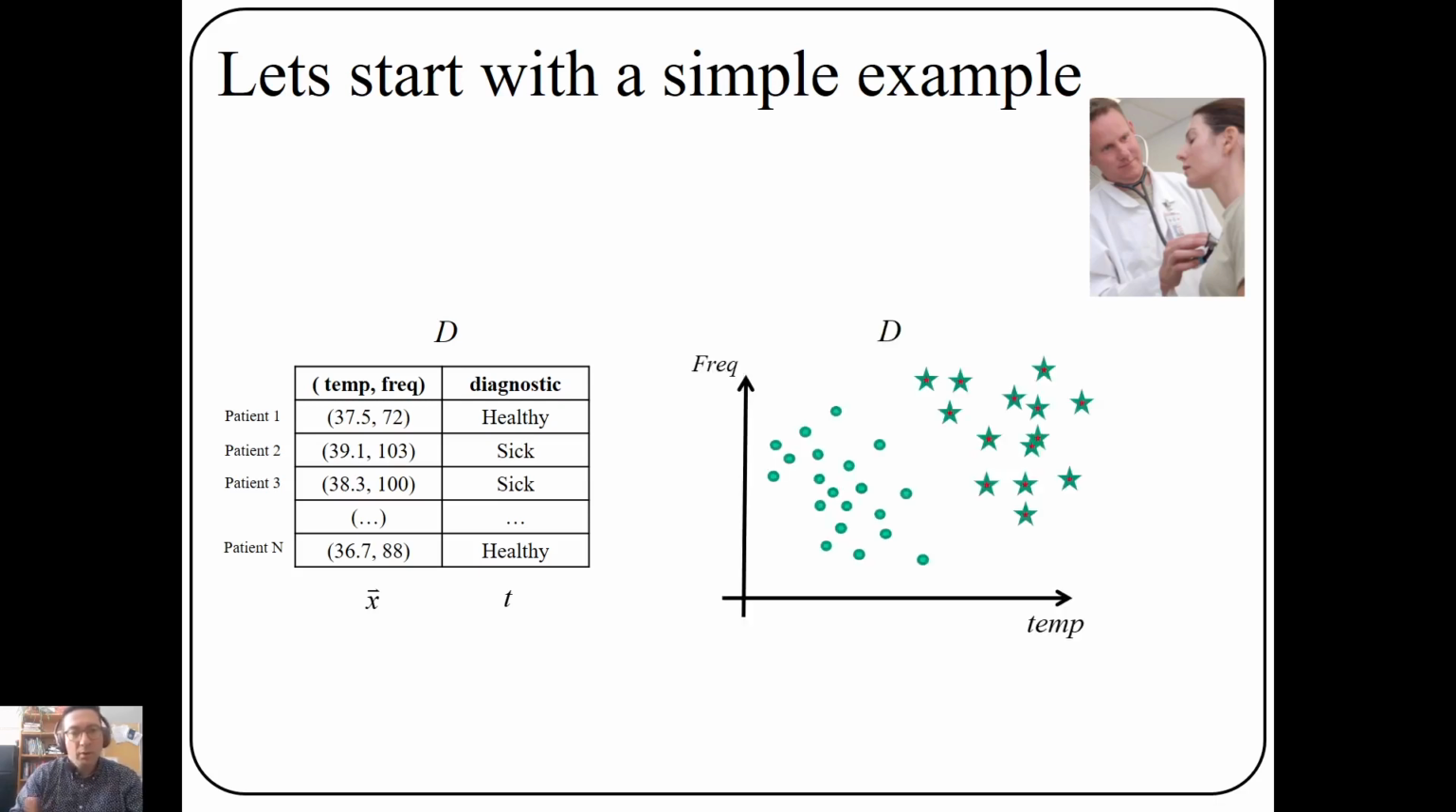Now, if we consider D for what it is, it's essentially a set of points where each patient is a point in a two-dimensional space. The x-axis is the body temperature, and the y-axis is the cardiac frequency. And the circles stand for the healthy patients, and the stars for the sick patients.